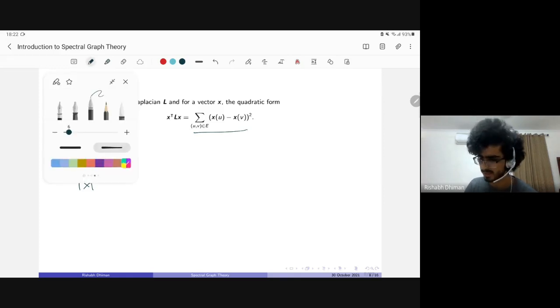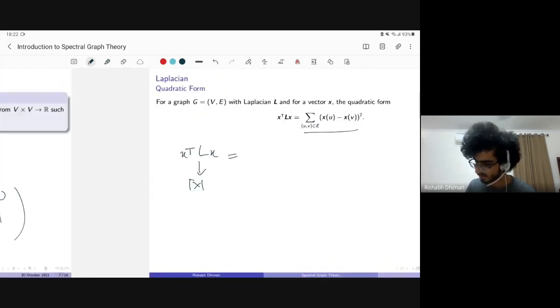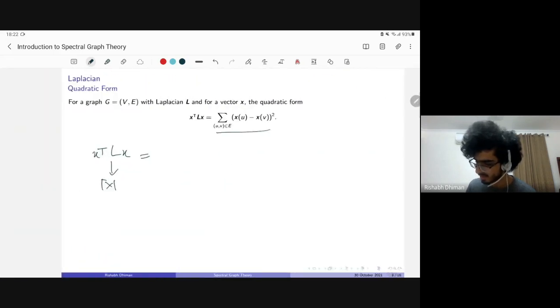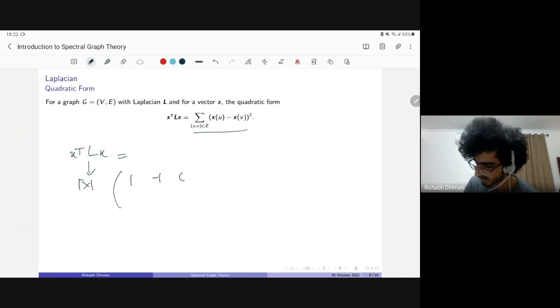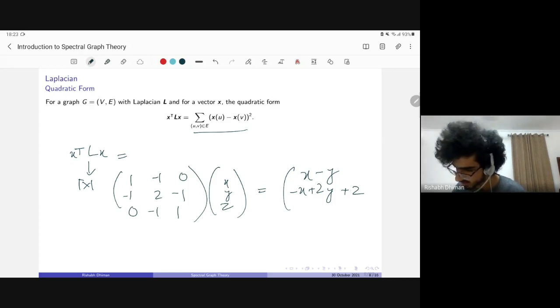I'll do an explicit computation to make it clear. I'll just work with this matrix: 1, minus 1, 0, minus 1, 2, minus 1, and 0, minus 1, 1. Now I multiply by x, y, z. What you get is x minus y, minus x plus 2y minus z, and minus y plus z.